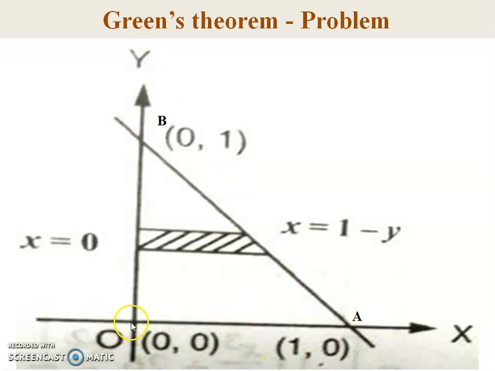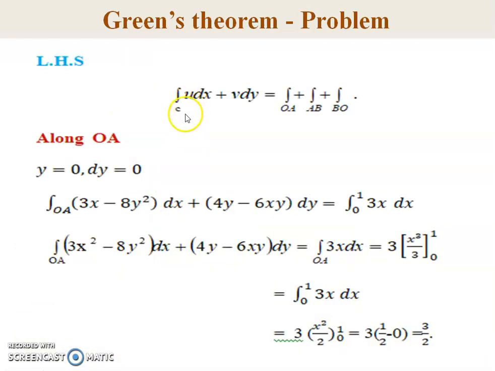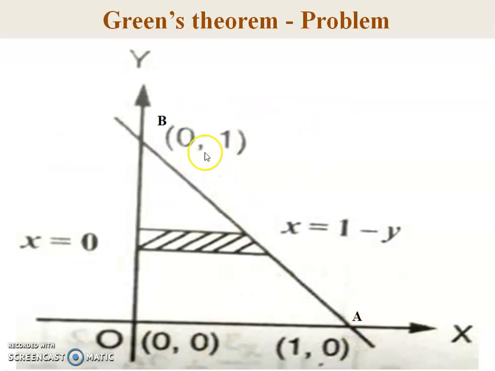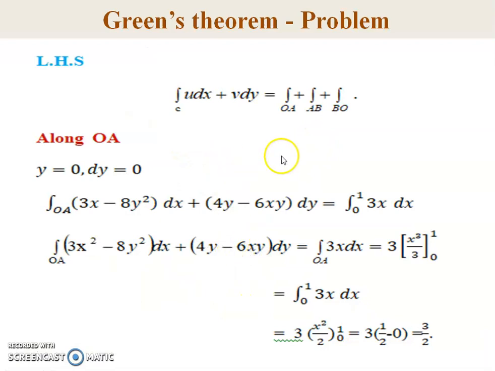Okay, what is C here? The C is the closed path from O to A to B, B to O, right? So we can write the integral over C of u dx plus v dy as the integrals over OA, AB, BO. So we have to evaluate this integral for OA, AB, BO, then add all the integrals. Okay, so first we are going to find along OA.